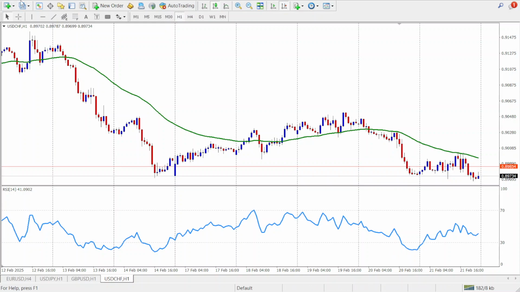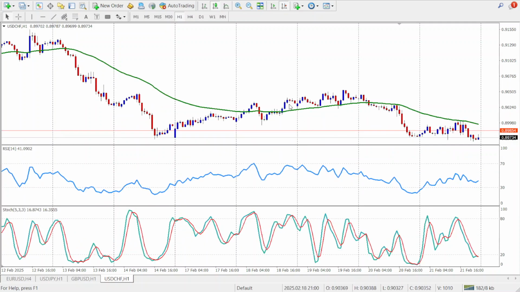The third indicator we're going to be looking at is the stochastic oscillator. The stochastic oscillator is a momentum indicator that compares a security's closing price to its price range over a specific period. Now, it's great for spotting potential overbought and oversold conditions, and can also help to confirm entry and exit points for scalpers.